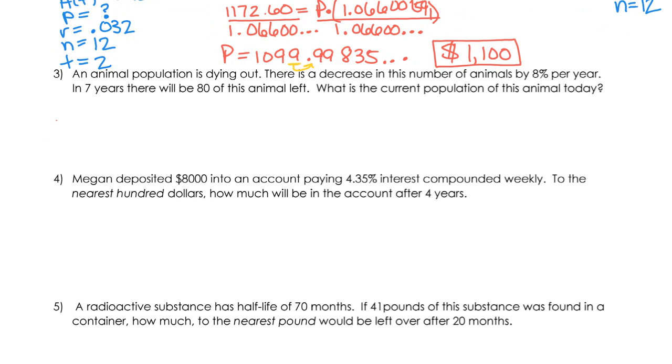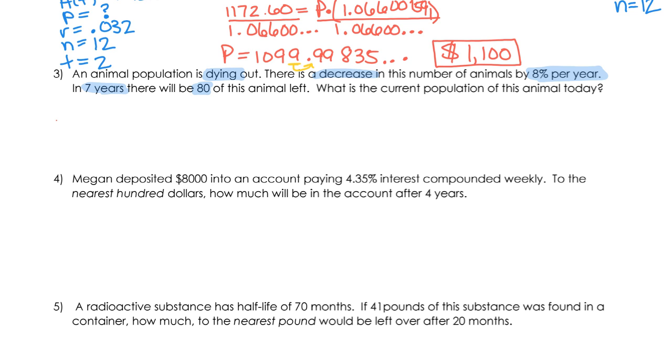Number 3 is talking about an animal population that is dying out. I want it to be highlighter, dying out. That's decreasing. There's a decrease, there's another word, in this number of animals by 8% per year. Okay. In 7 years, there will be 80 of this animal left. What is the current population of this animal today?